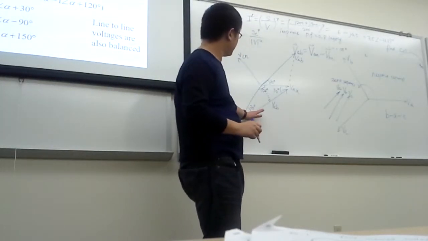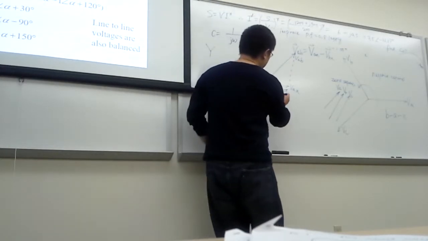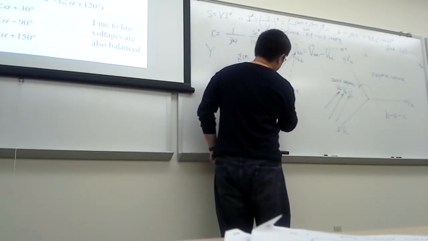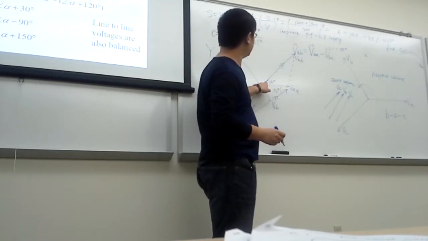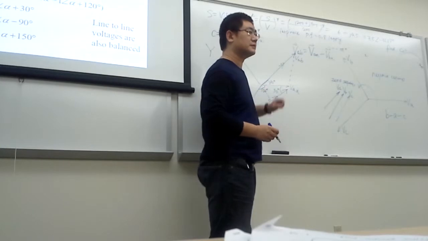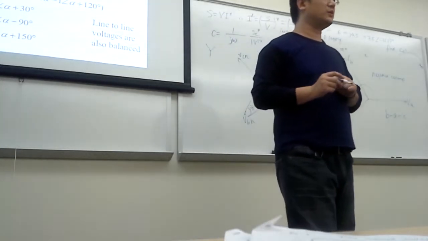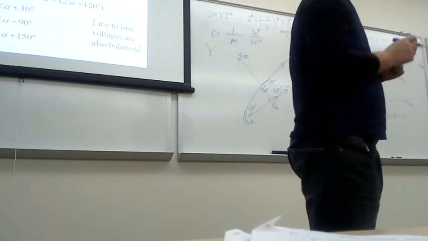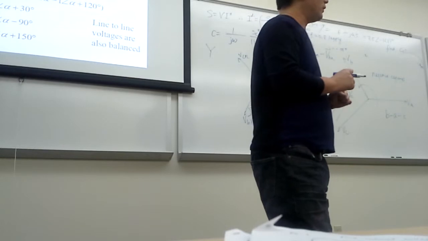Because if you shift this vector to here, if you shift means this line is parallel with this line, right? So this angle must be equal to this angle. So this angle must be 30 degrees. This angle must be 30 degrees. So the phase voltage and line-to-line voltage relations for Y connection, everybody needs to remember.